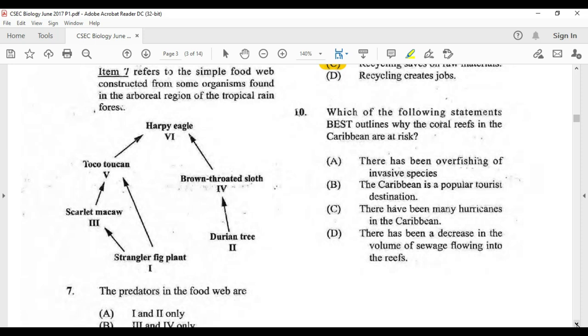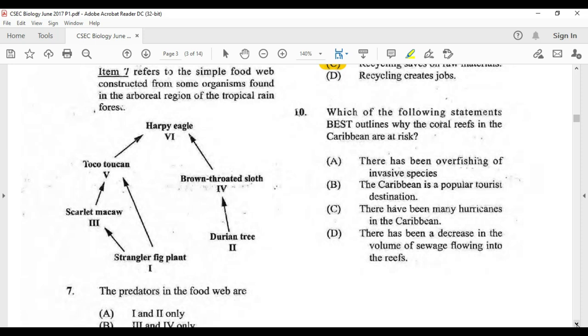Invasive species refer to those organisms that are not native. They are not endemic. They were brought in, in most cases, as exotic organisms, and then when we couldn't control them, we released them in the wild and they became invasive. Now, the Caribbean is a popular tourist destination. That's another thing.